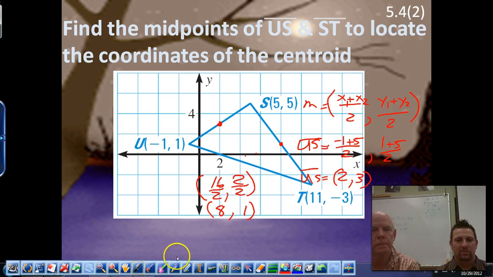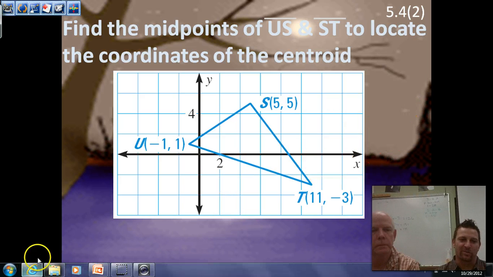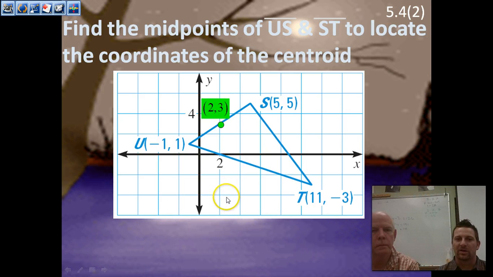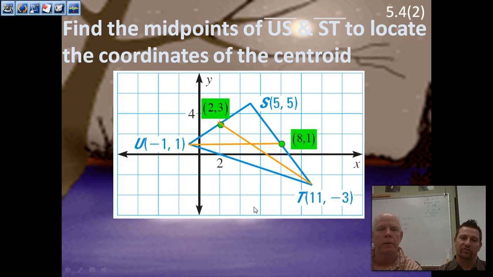Okay? Now, in the sheer nature of I can't draw a straight line, we're going to switch back over to the PowerPoint, so all that stuff just went away. And now we're going to go, okay, 2, 3 there, that was the first midpoint we found. 8, 1 there, that was the second midpoint we found. And now we're going to remember the median goes from the vertices to the midpoint on the opposite side. So your two lines are going to go from U over to 8, 1 and from T over to 2, 3.